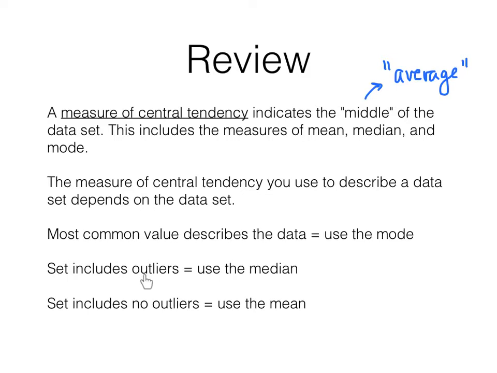If a set includes outliers, so if you have a set of data and it's salaries of individual people who live in Hampton, well, if you count everybody and then you include someone who happens to be like a movie star who happens to live in Hampton, then that's an outlier. The median is a better measure because outliers affect the mean. If a set includes no outliers, you would use the mean.